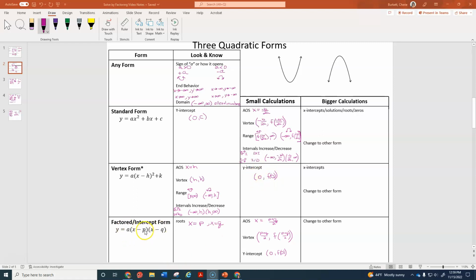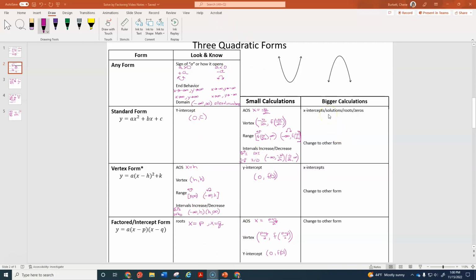And then your factored form, your look-and-know information are your roots or your x-intercepts or your solutions or your zeros. It's just going to be the opposite of these two numbers right here, so p and q. Your axis of symmetry is going to be the average of p and q. Your axis of symmetry is going to be the x value of your vertex, and to find the y value, you're going to plug and chug that (p plus q) divided by 2. Your y-intercept is plug in 0 for x, plug and chug it. So this was all review. You should be getting really comfortable with this information.